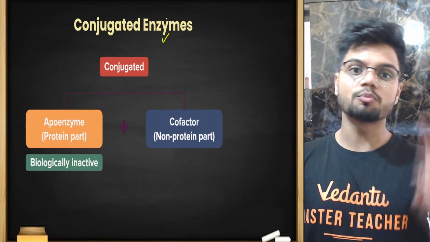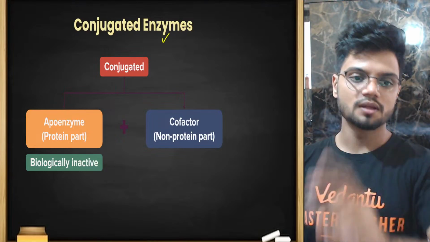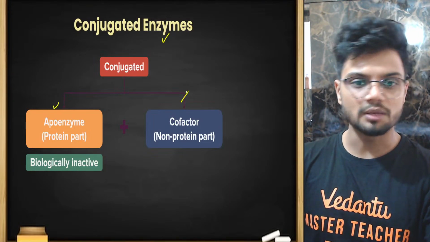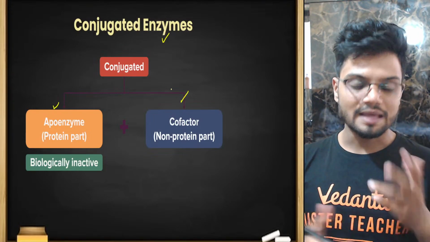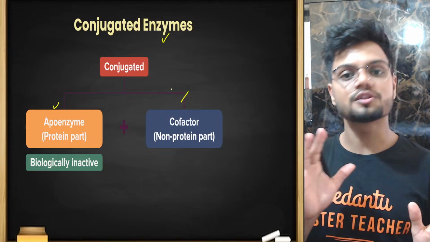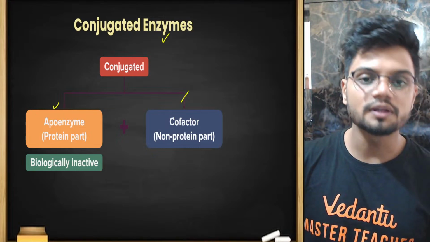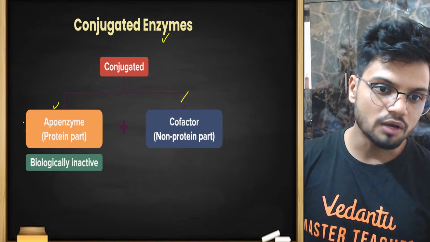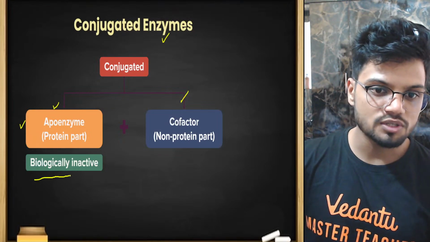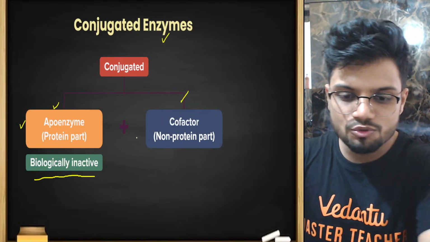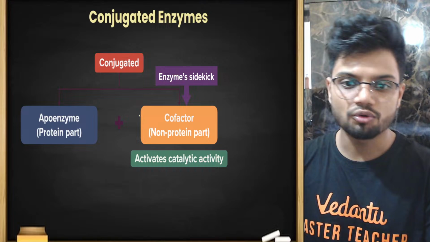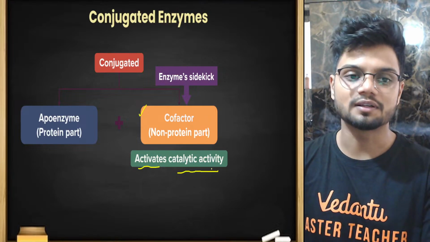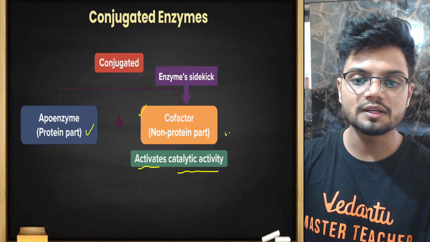A conjugate enzyme has two parts. It has an apoenzyme part and it also has a cofactor part. Now you tell me, is the cofactor even necessary? Can the apoenzyme function on its own? No. If you have only apoenzyme, it is biologically inactive. But as soon as you add the cofactor to it, the cofactor activates the catalytic activity. Apoenzyme is the protein part, cofactor is the non-protein part.